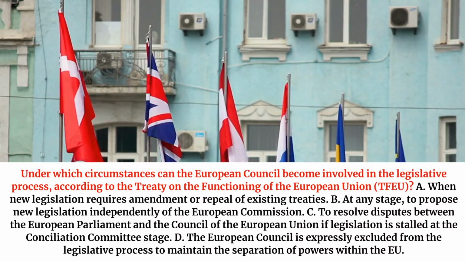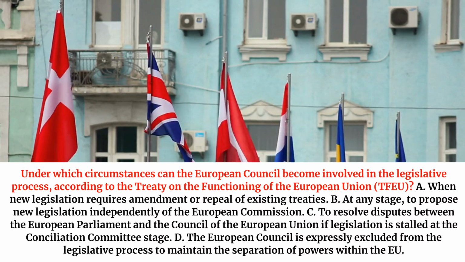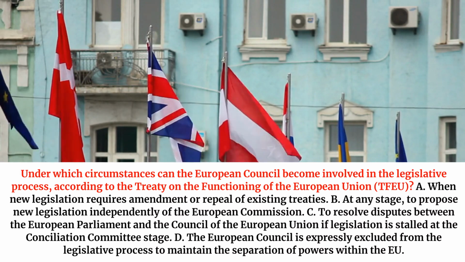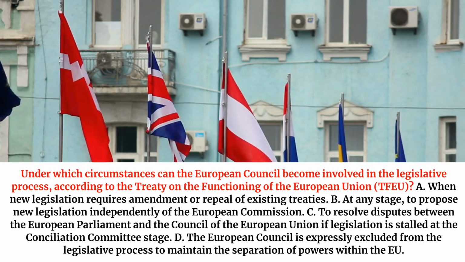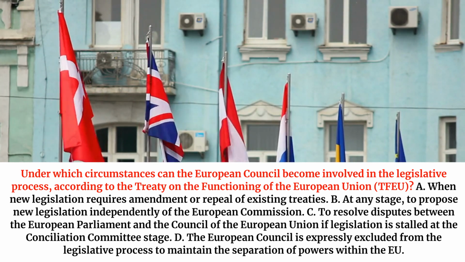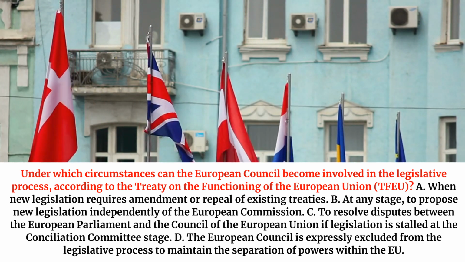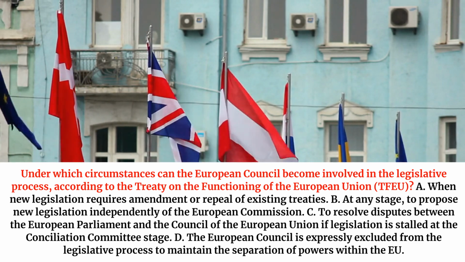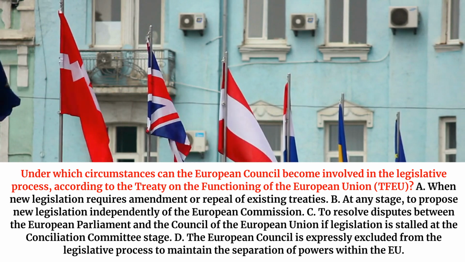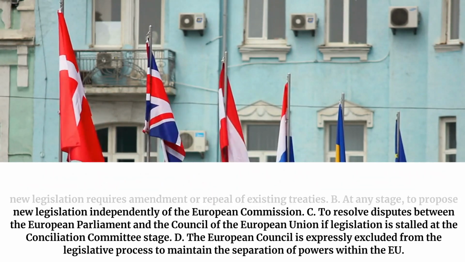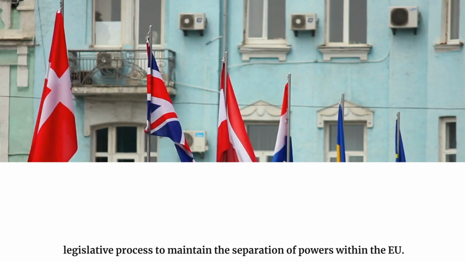Under which circumstances can the European Council become involved in the legislative process, according to the Treaty on the Functioning of the European Union, TFEU? A. When new legislation requires amendment or repeal of existing treaties. B. At any stage, to propose new legislation independently of the European Commission. C. To resolve disputes between the European Parliament and the Council of the European Union if legislation is stalled at the conciliation committee stage. D. The European Council is expressly excluded from the legislative process to maintain the separation of powers within the EU.